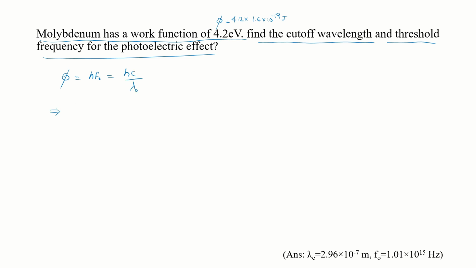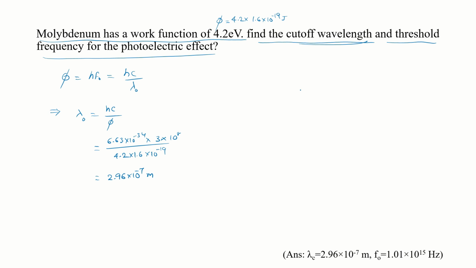So we will use the cutoff wavelength. Cutoff wavelength, what is the formula? Lambda naught equal to hc over the work function. Which is equal to h, 6.63 times 10 to the power of minus 34, times c, the speed of light, 3 times 10 to the power of 8 meter per second, over the work function in joule, that is 4.2 times 1.6 into 10 to the power of minus 19. So the answer is around 2.96 times 10 to the power of minus 7 meter.